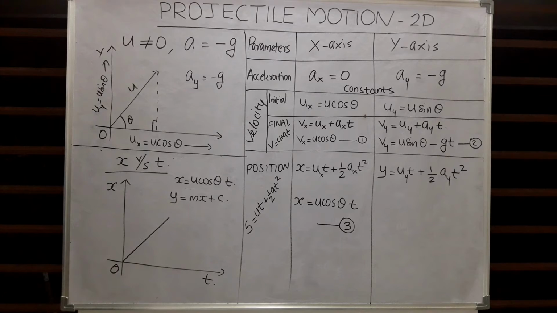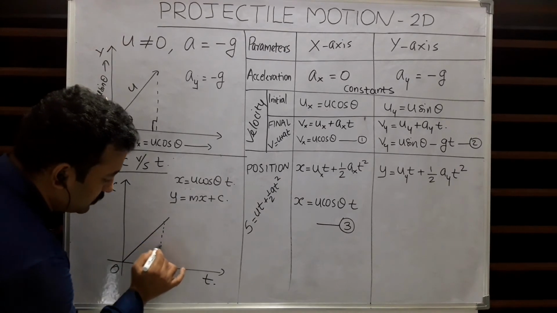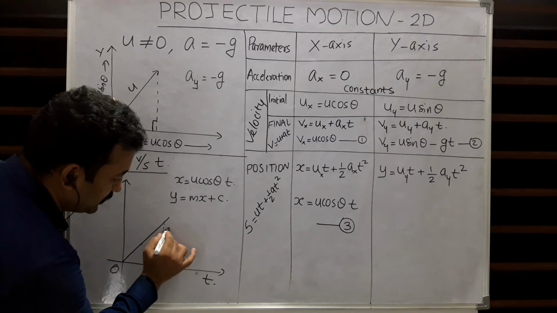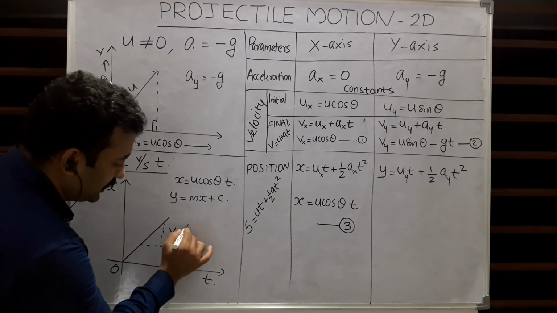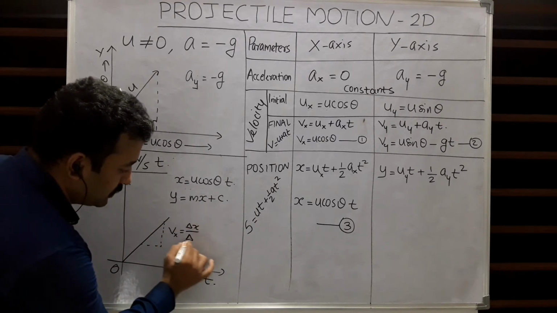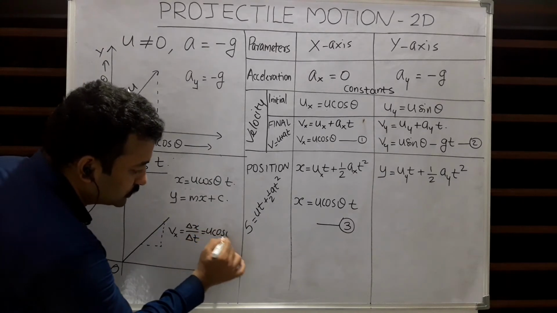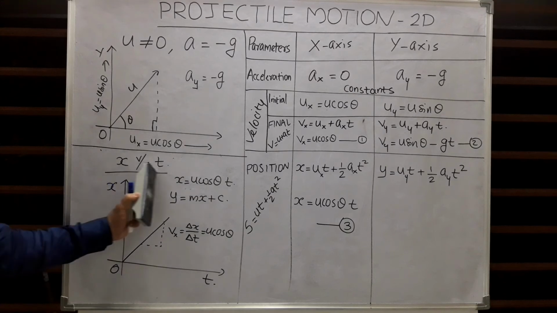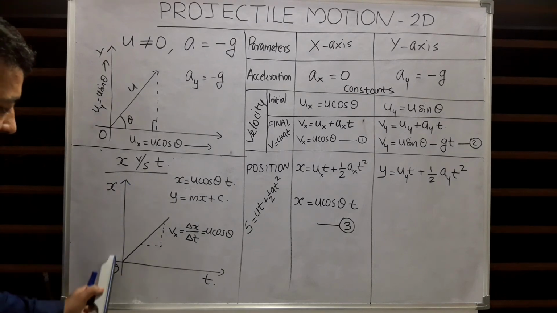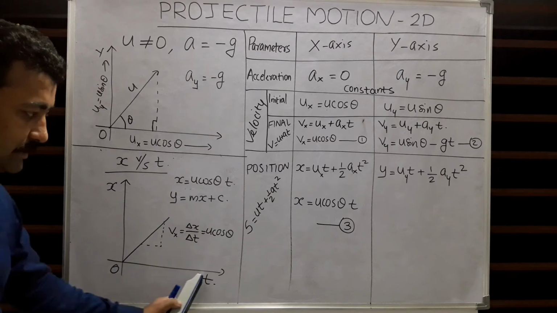The slope of this graph, if you take the slope of x versus t, will be nothing but v_x, because this gives delta x divided by delta t. Slope is represented by u cos theta. So that shows the variation of x with respect to time. We got that x is continuously increasing with a constant slope as the time is increasing.